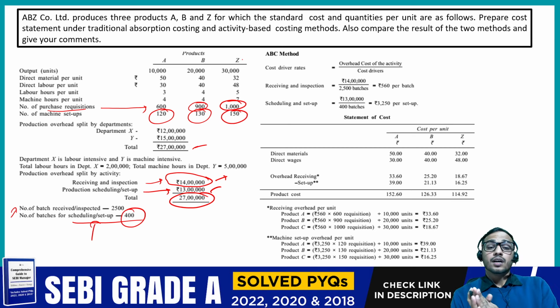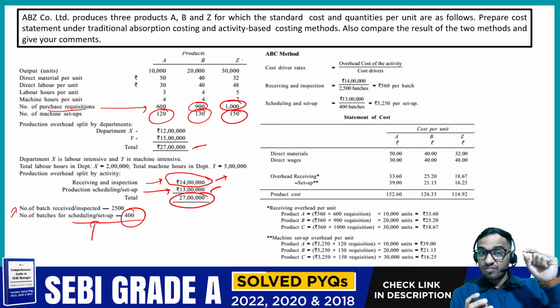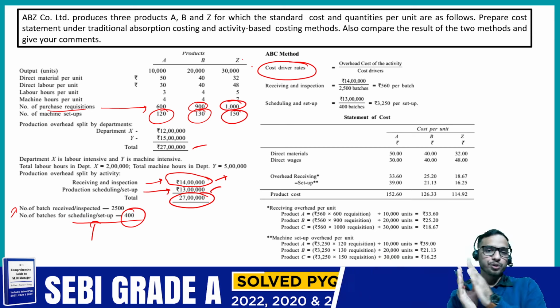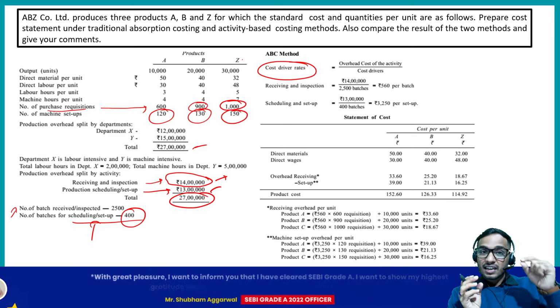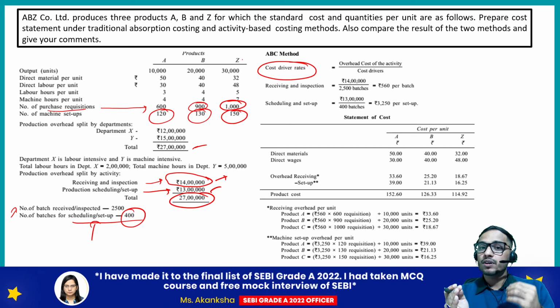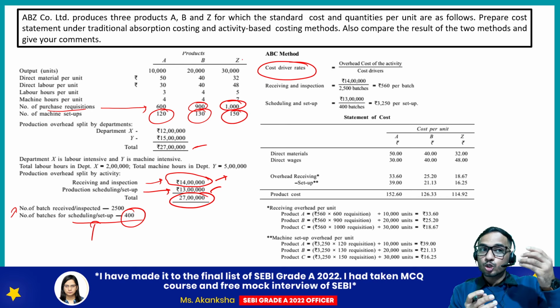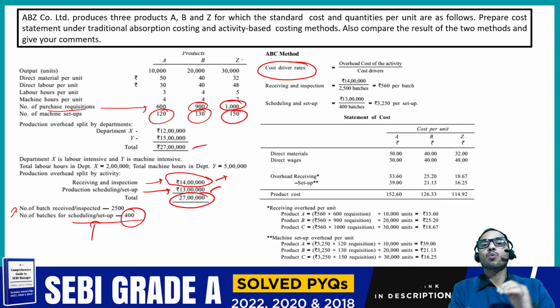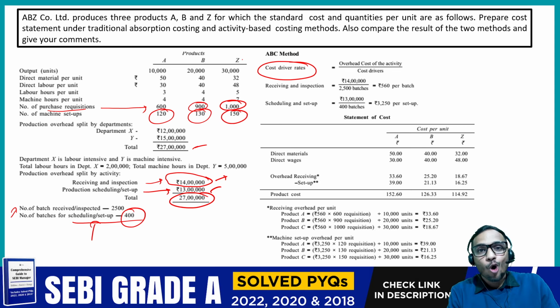Now in activity based costing, you are going to find out the cost driver rate. What is this cost driver, sir? I'm going to tell you, don't worry. See, an activity has a cost. Why? Because of the cost driver. A cost driver is something that causes cost to go up. It is the reason why the activity has a cost.